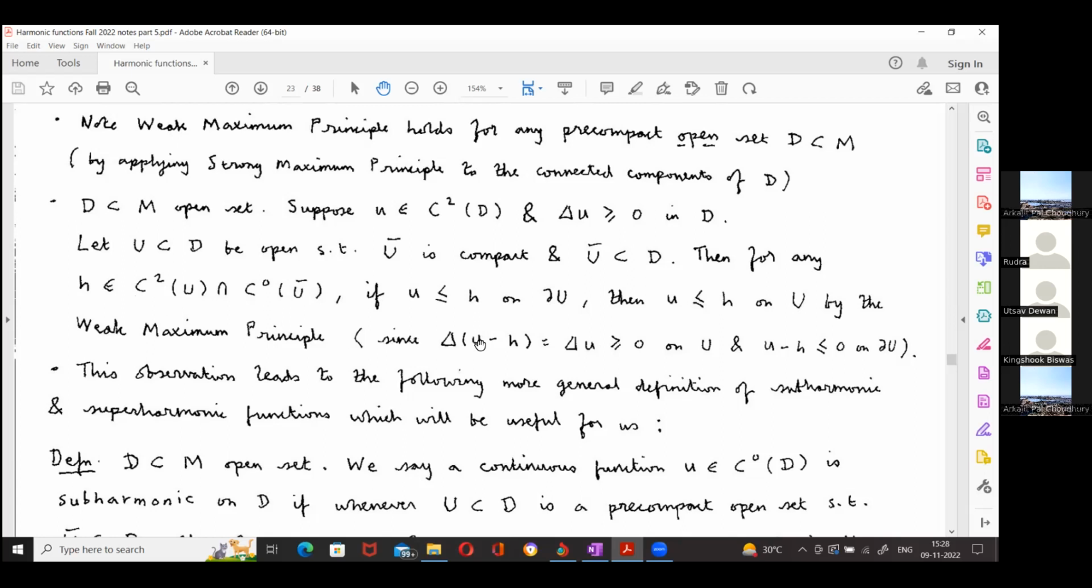Since u minus h will also be C2 and subharmonic, and u minus h is less than or equal to 0 on the boundary of U by hypothesis, therefore it's less than or equal to 0 on U by the weak maximum principle. So a subharmonic function satisfies this property: whenever you take an open set with compact closure inside your domain, and a harmonic function which is greater than or equal to your subharmonic function on the boundary of that open set, then it is greater than or equal to the subharmonic function on the whole open set. So subharmonic functions are dominated by harmonic functions with the same boundary values. Hence the name subharmonic, meaning below harmonic. It's bounded above by a harmonic function.